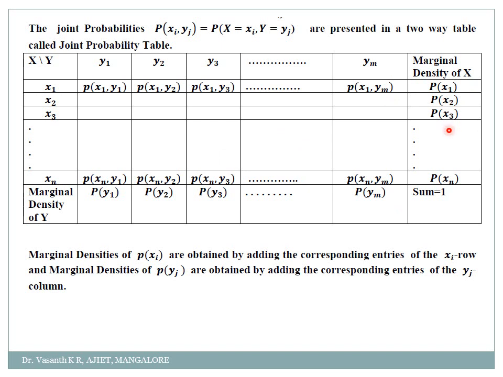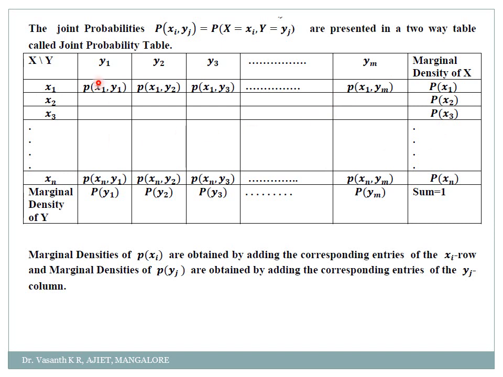So the total probability of x should be equal to 1. Similarly, the total probability of y should also be equal to 1. And one more thing, my dear students: if you add all the values in this box, the total sum should also be equal to 1. Correct? Okay. So that is nothing but the joint probability. This is all about the joint probability table.